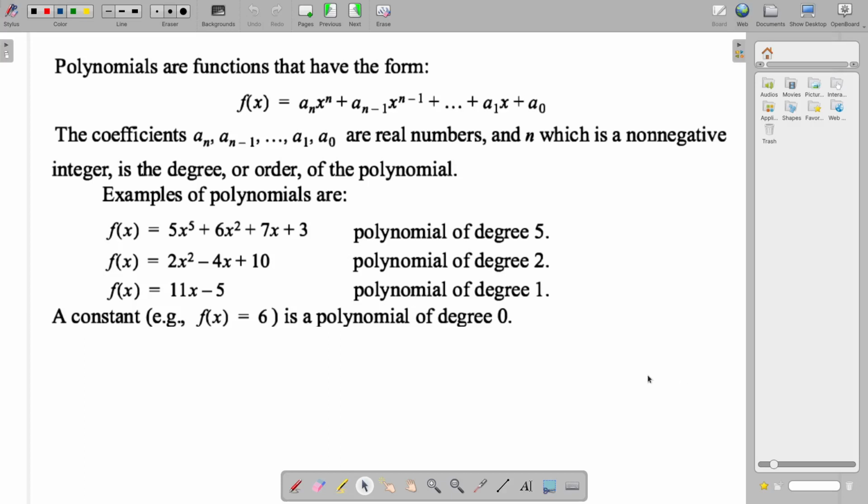Matlab provides a way to represent polynomials. If you recall, a polynomial is a function of this form. The highest power of n is called the degree or the order of the polynomial. The a_n's are called coefficients. For example, this is a polynomial of degree 5, this is a polynomial of degree 2, and this is a polynomial of degree 1. A constant term is a polynomial of degree 0.